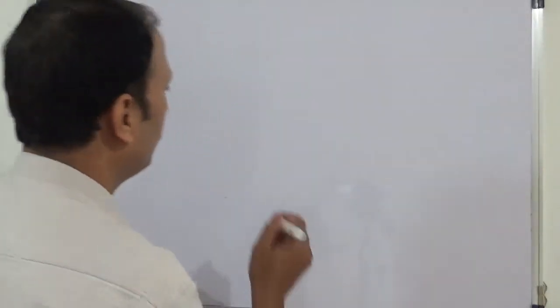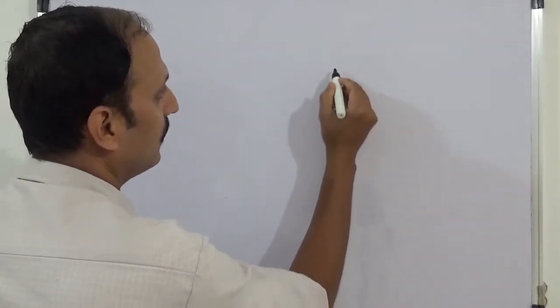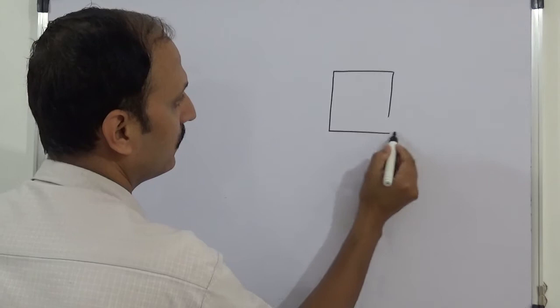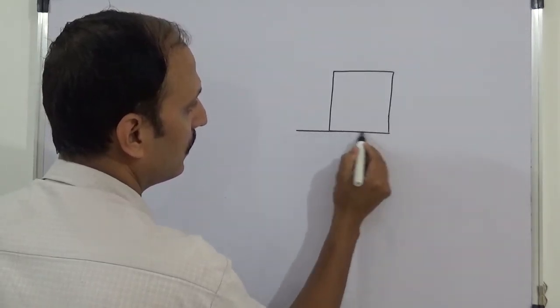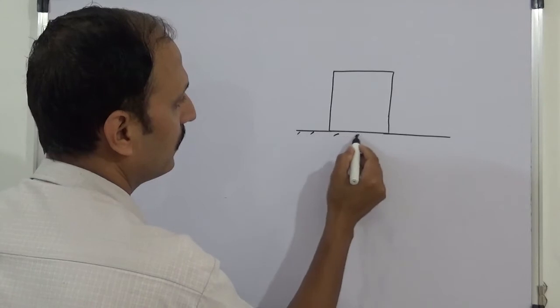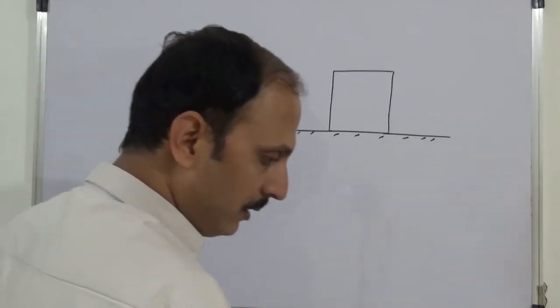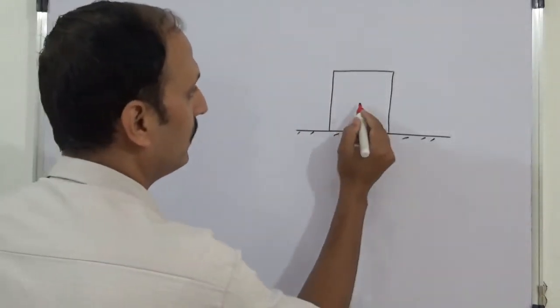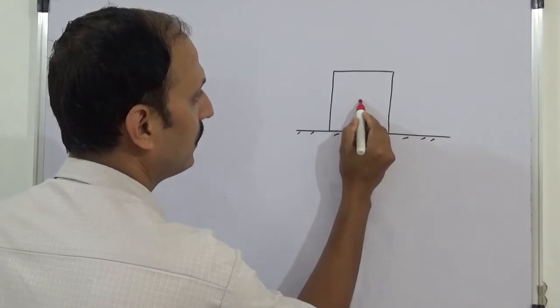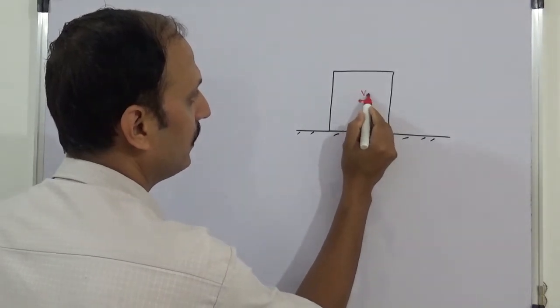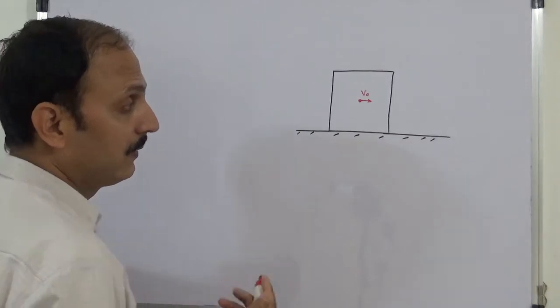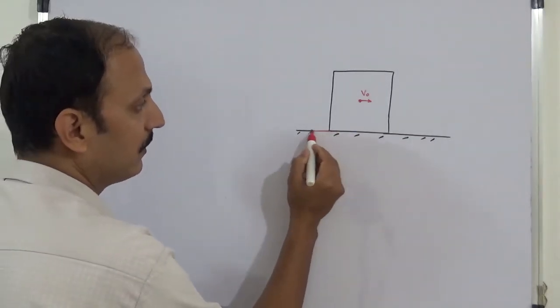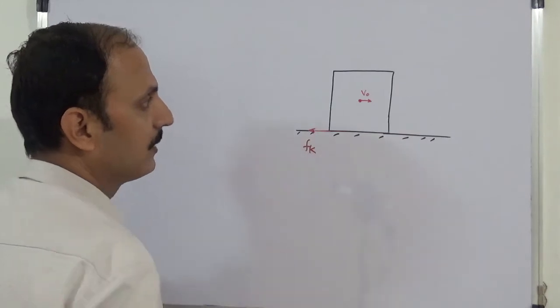Pause karo, solve karo. Okay. Let's say we have, I'm solving now, you pause it. This is rough surface. Projected means it has been given a velocity. Center of mass is given a velocity v naught. So rough surface hai toh between this and this the Fk will act, kinetic friction.